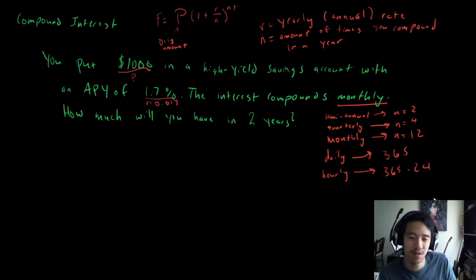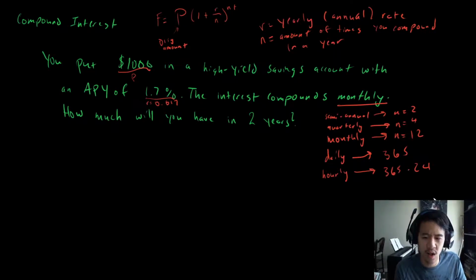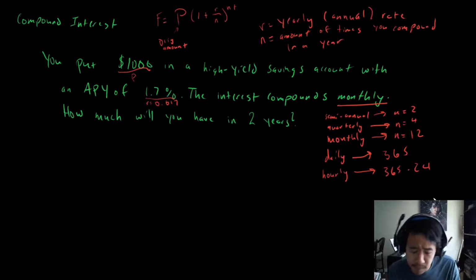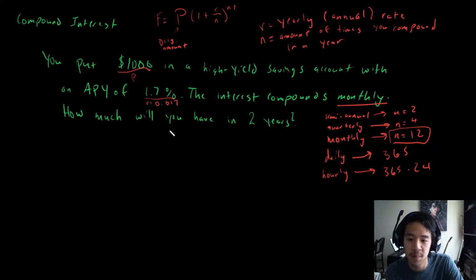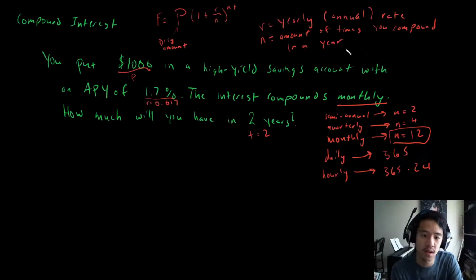So we're gonna come back to this. But these are gonna be some common ones. Hourly is not common, but up to daily. All right, so it's monthly, so we're going to use N equals 12. Okay, how much will you have in 2 years? So T is equal to 2. T is the time in years.